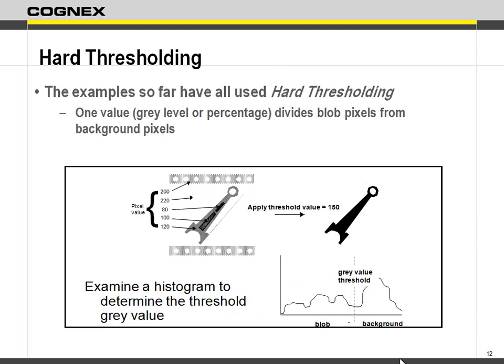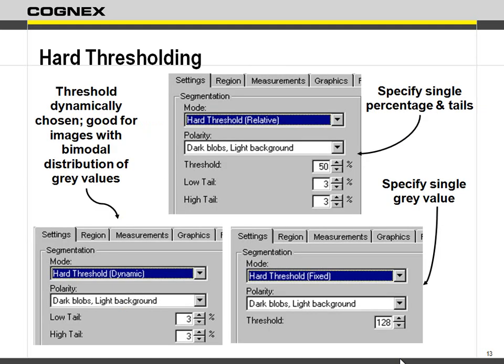Then we have this concept of hard thresholding and soft thresholding. Hard thresholding is, bam, this is the threshold. Whether it's relative or fixed, we're still saying we are quickly going from what is the part to what is the background. Just have one big delimiting line. There's a couple of different ways to do hard thresholding. We can do hard relative, where we state what percentage we are looking for and whether we have a low and high tail. That's just to take out noise. By taking out the tails, you're taking out a bit of noise.